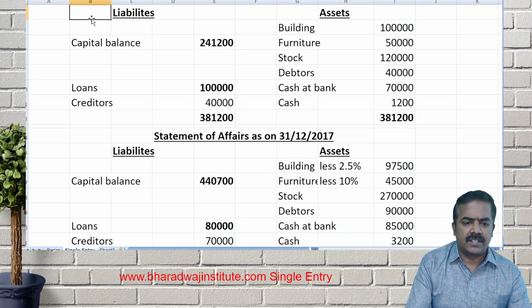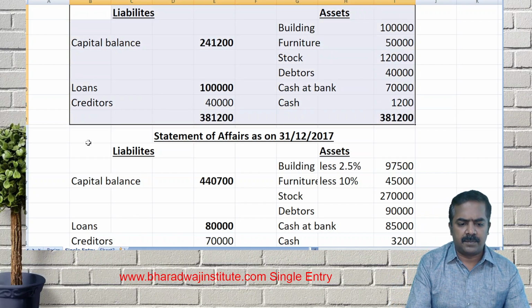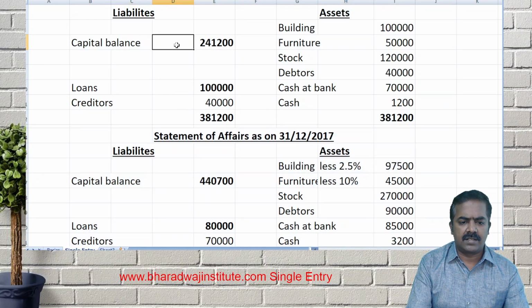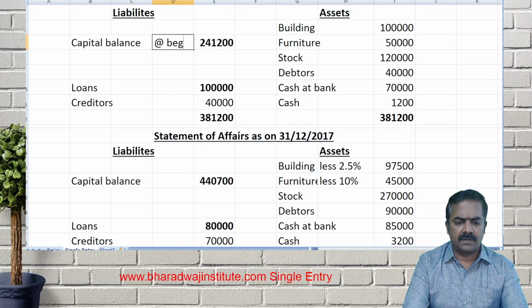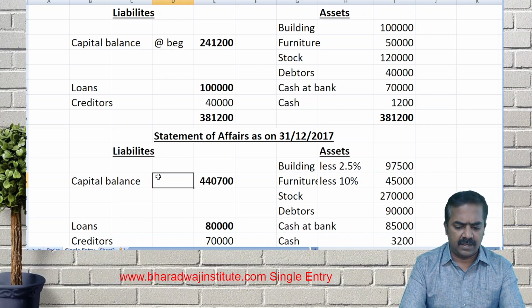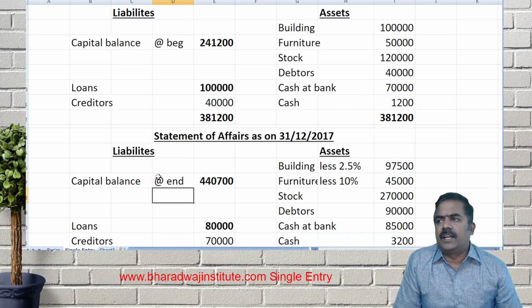So this is the statement of affairs at the beginning of the year, and this is the statement of affairs at the end of the year. We get the capital balance at the beginning of the year, and this is the capital balance at the end of the year. Take this up and we'll proceed.